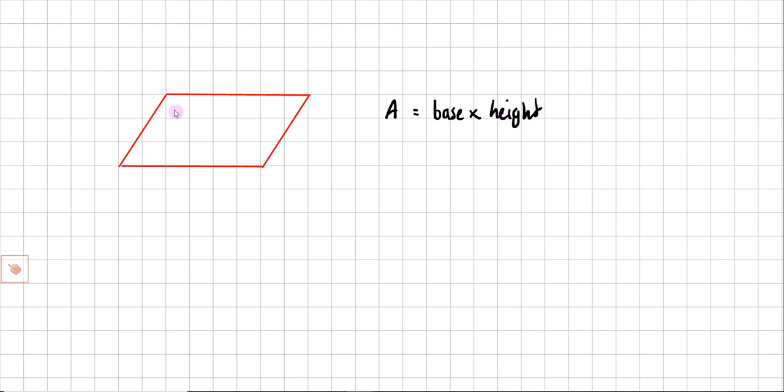Base times height. Because I don't know how you've done it in the past, but there's two ways. You either put another one on and make that, or you cut off a triangle and show that this triangle goes over here, and you actually get a rectangle. There's lots of ways that we could have gone through, right? But the area of a parallelogram is that, right?